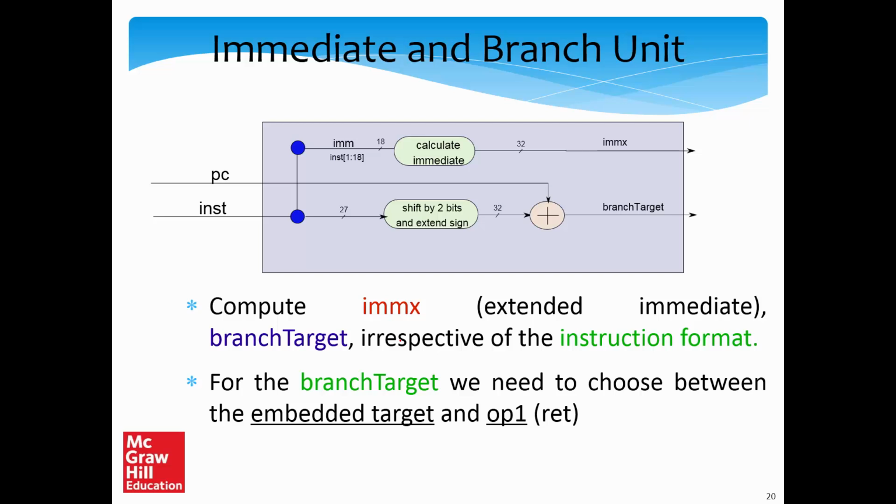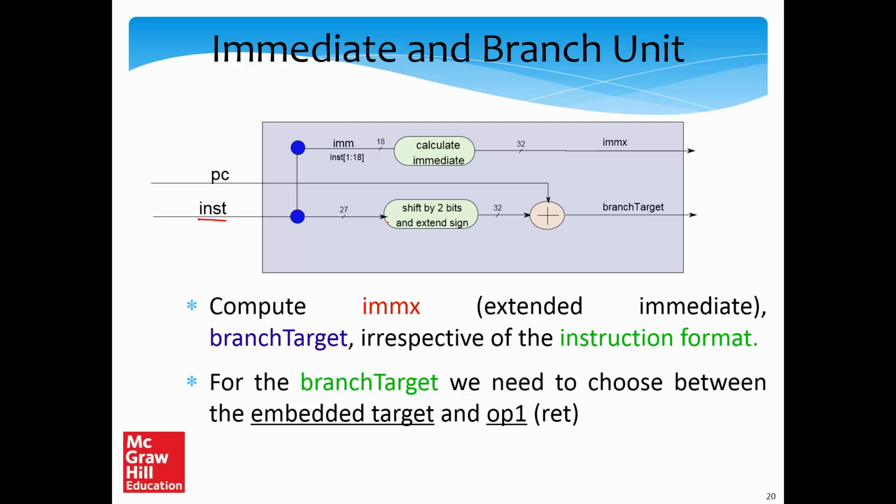So now let's take a look at the immediate and branch unit, whose job is to compute the branch target or the immediate. So this is in the OF stage. What we have coming in from the IF stage is the instruction. So from the instruction, for the case of a branch, we remove the opcode. So 27 bits are left.